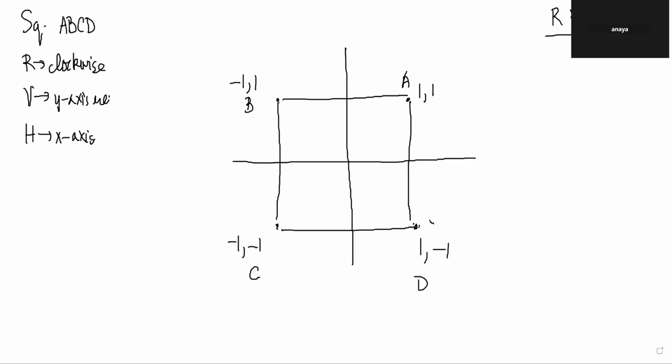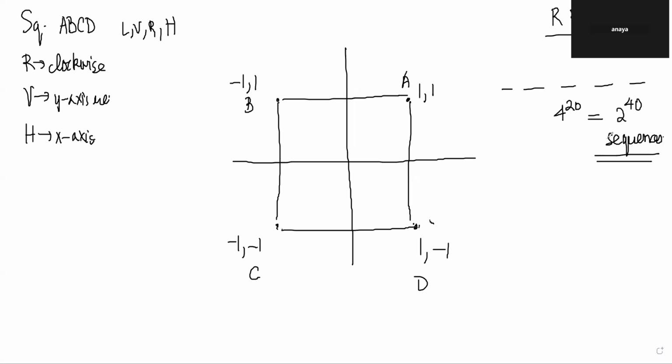The total number of possible 20-length sequences would be 4 to the power 20, right? There are 4 operations, L, V, R, H, and at every step you can do anything. The number of possible sequences is 4 to the power 20, or 2 to the power 40. But we need only those sequences which keep us at the same place, right?